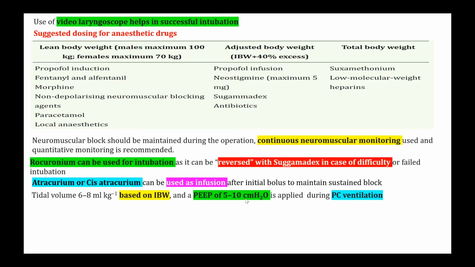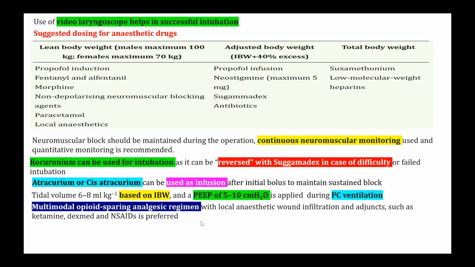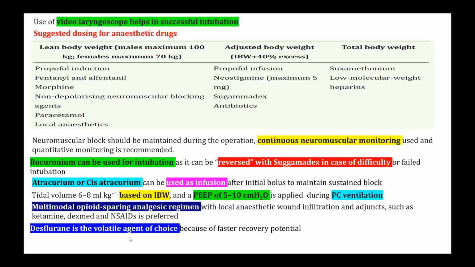Okay, PEEP of 5 to 10 centimeters is applied during pressure control ventilation. A multimodal opioid-sparing analgesic regime with local anesthetic wound infiltration, and adjuvants such as ketamine, dexmed, or NSAIDs is preferred. Desflurane is the agent of choice because of faster recovery potential. Antiemetic prophylaxis is a must for these procedures because nausea and vomiting is disruptive when you do the anastomosis in the stomach and the intestines.